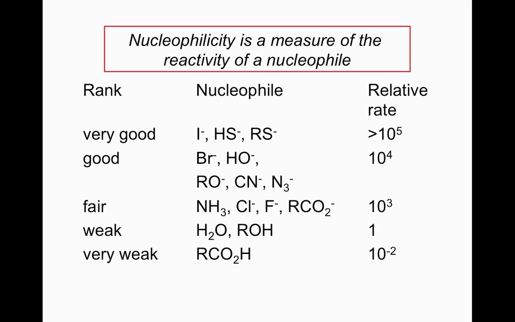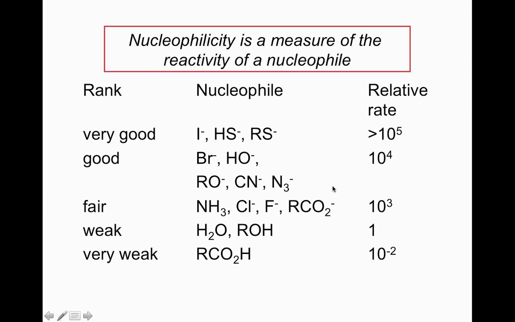If we look at the relative rates of reactions of both negatively charged anions and neutral nucleophiles, we can see that negatively charged nucleophiles react under SN2 mechanisms at much higher relative rates than neutral nucleophiles do. Right. Very good nucleophiles, such as iodide and thiol anions, react at much faster rates than good nucleophiles like halogen anions, such as bromide, hydroxide, alkoxide, cyanide, or azide anions.